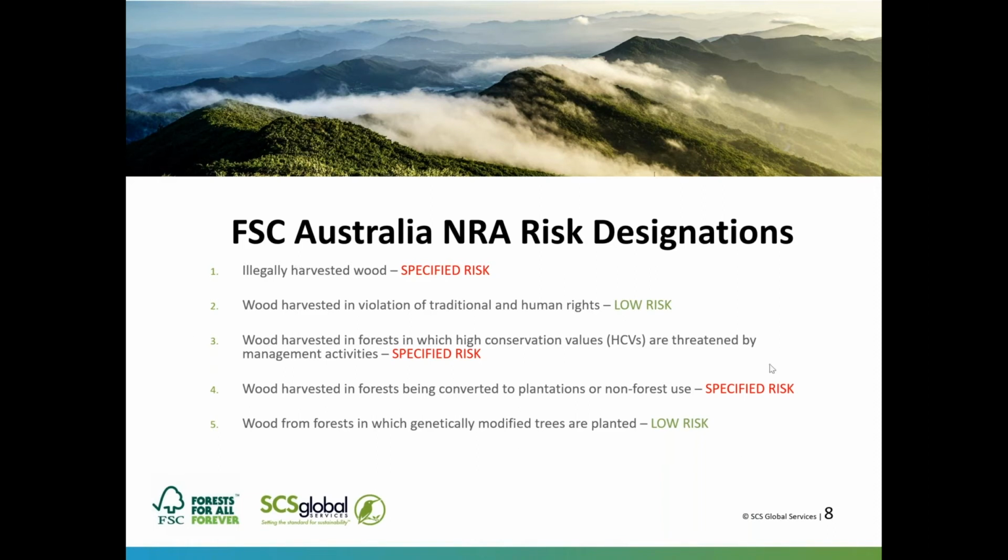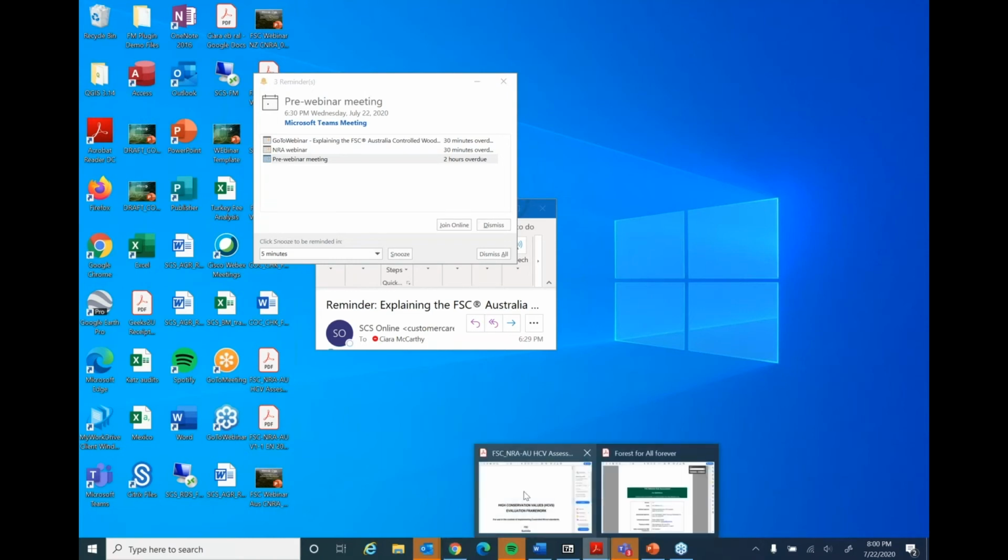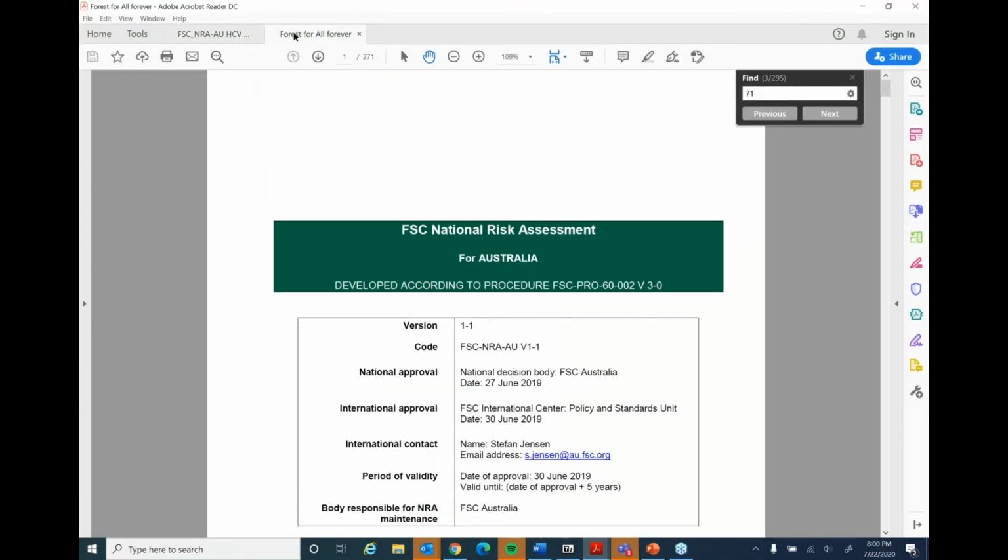It's an extensive. Help you there with that. So get that up here in the background. Oopsie. And here you go. Okay, hopefully everyone can see the national risk assessment up there.